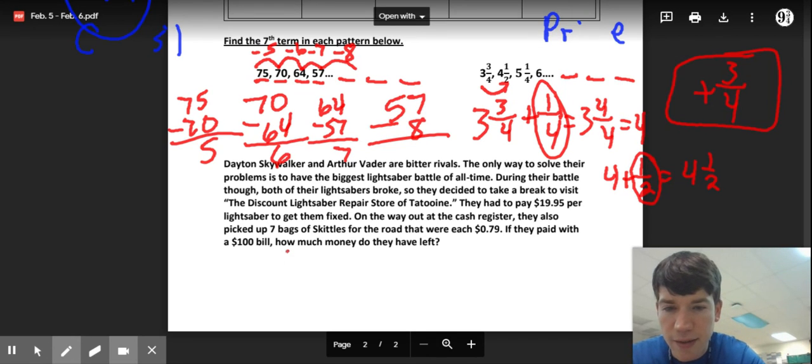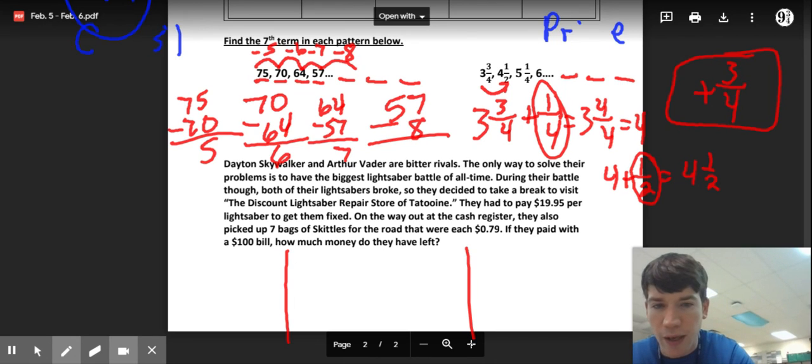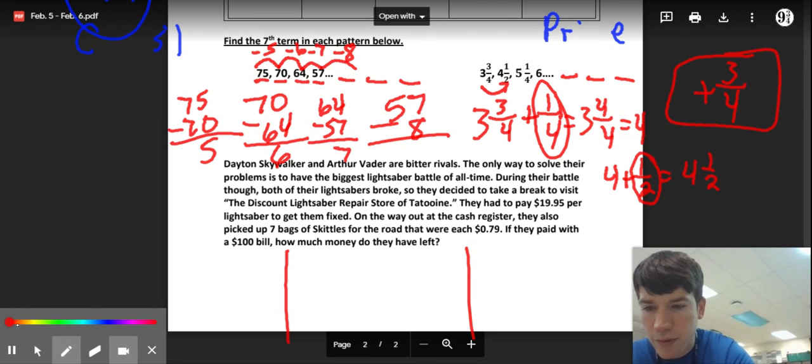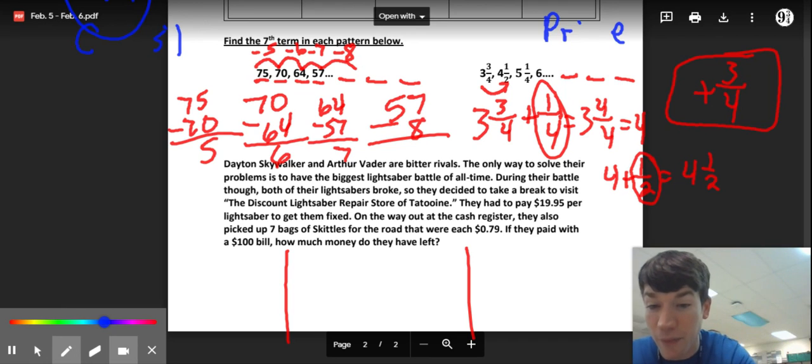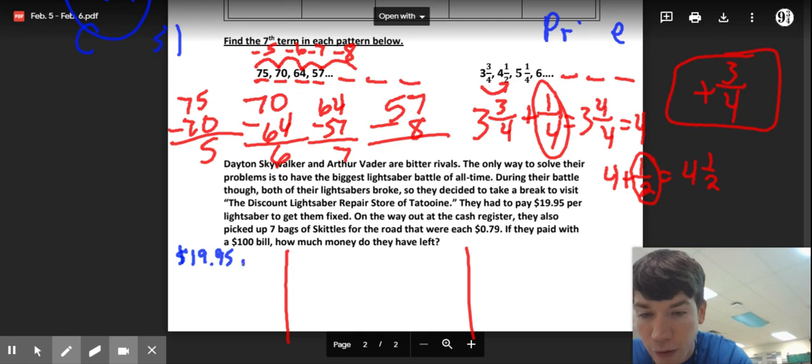It says Dayton Skywalker and Arthur Vader are bitter rivals. The only way to solve their problems is to have the biggest lightsaber battle of all time. During their battle, though, part of their lightsabers broke, so they decided to take a break to visit the discount lightsaber repair store of Tatooine. They had to pay $19.95 per lightsaber to get them fixed. And remember that there's 2 of them.